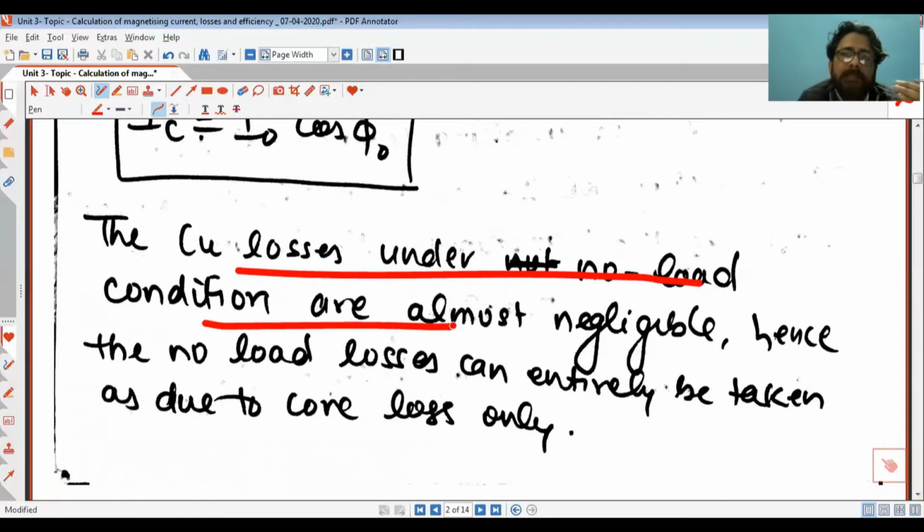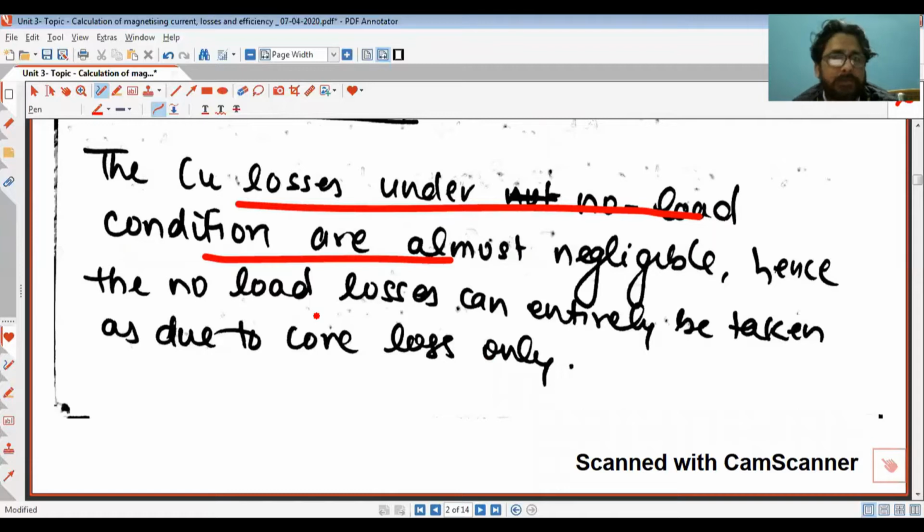Because the secondary is not connected to the load, the current in secondary is zero because the secondary is open. And even in primary, the current that is flowing is the no load current, which is very low, only 2 to 5% of rated primary current. So the copper losses in the primary winding because of the no load current are negligible. So these can be ignored. That means under no load condition, the only losses present in the transformer are core losses or iron losses, right?